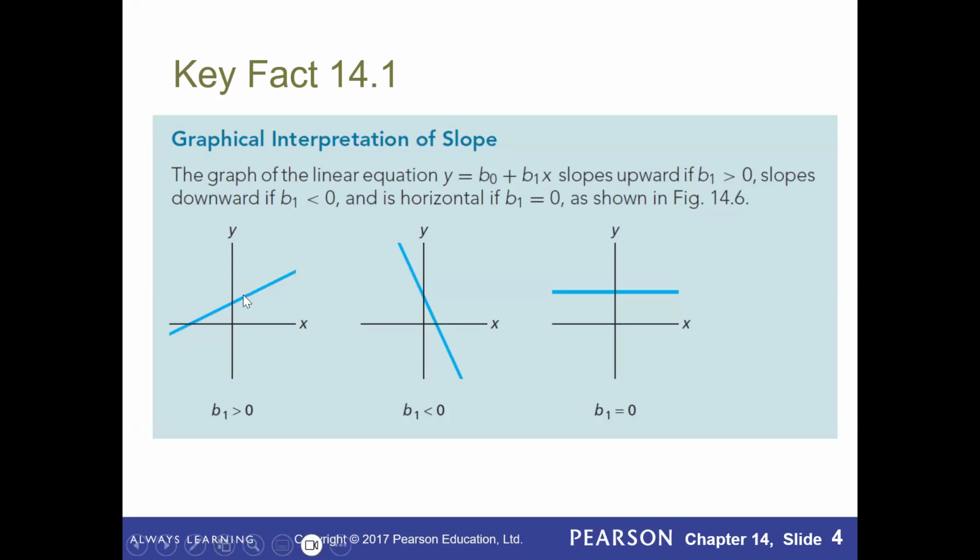You can see here that the graph of the equation y is equal to beta naught plus beta 1 x slopes upwards if beta 1 is positive, or beta 1 is greater than 0. It slopes downward when beta 1 is negative or less than 0, and it is a horizontal line if beta 1 is equal to 0.